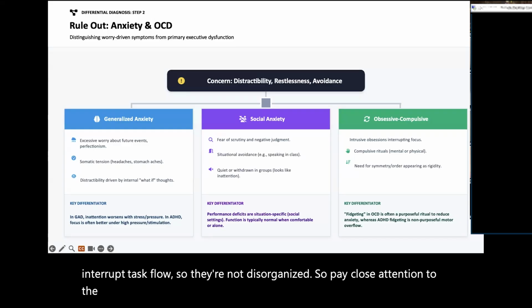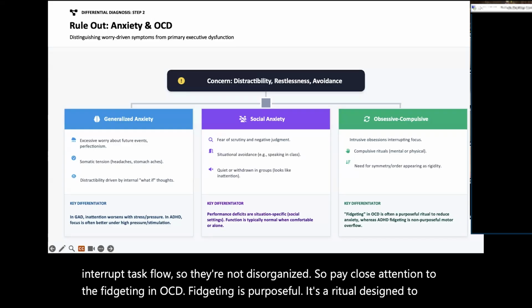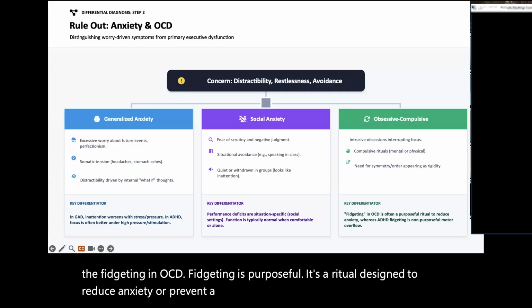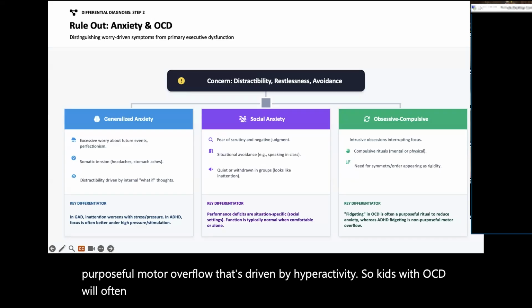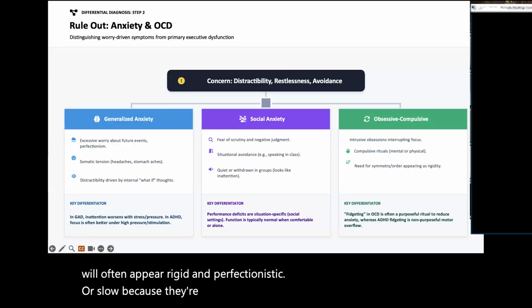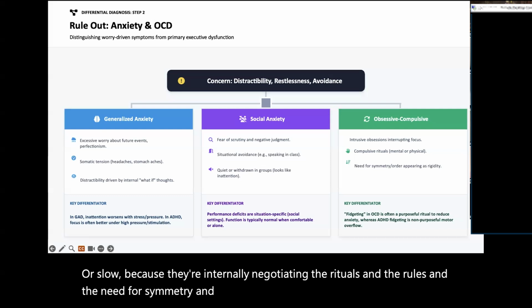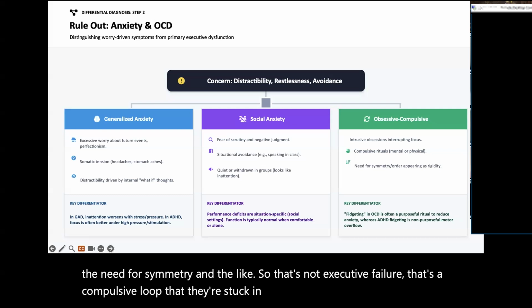In OCD, fidgeting is purposeful. It's a ritual designed to reduce anxiety or prevent a feared outcome. In ADHD, the fidgeting is non-purposeful motor overflow that's driven by hyperactivity. So kids with OCD will often appear rigid and perfectionistic or slow because they're internally negotiating the rituals and the rules and the need for symmetry and the like. So that's not executive failure. That's a compulsive loop that they're stuck in that can on the surface look like ADHD.